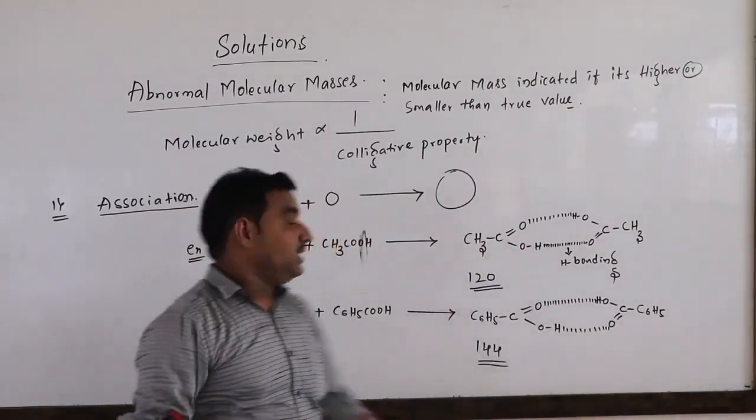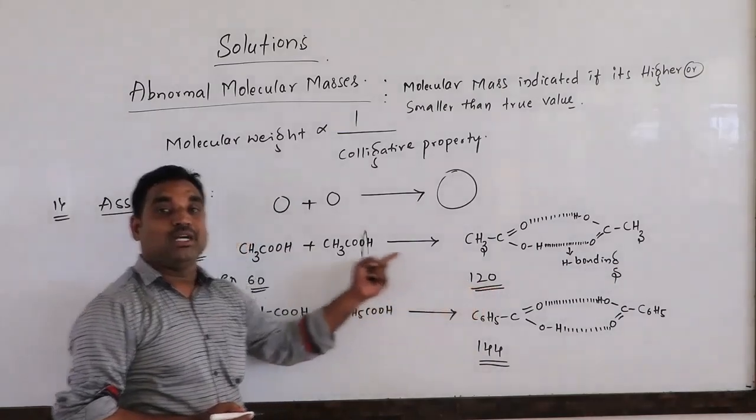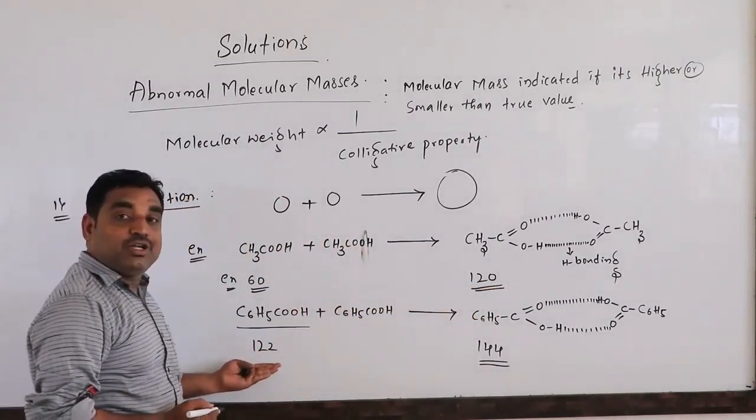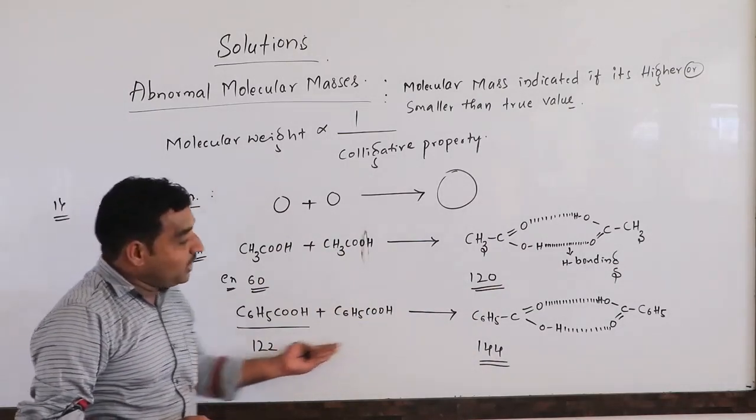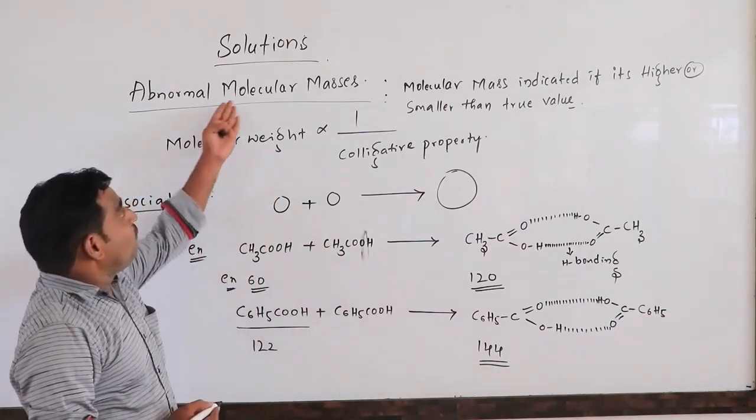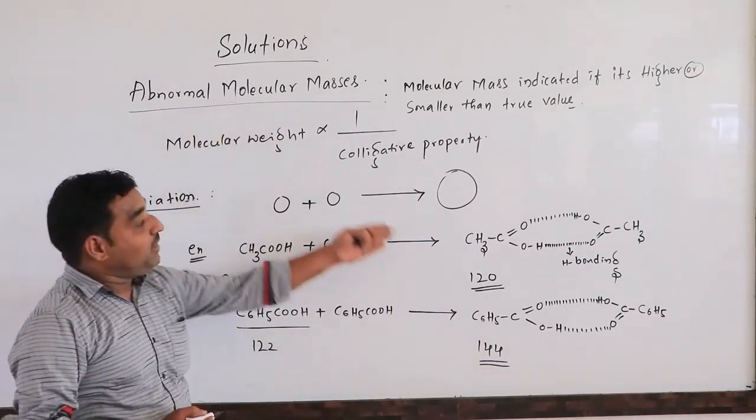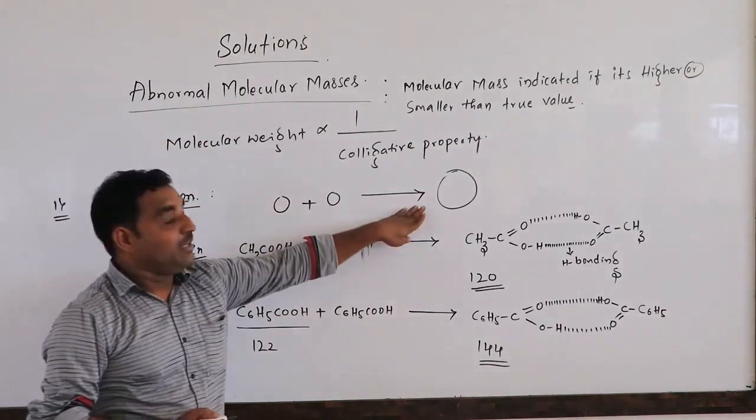So the true value here is 60. We are getting more than 60, that is 120. That is abnormal. Here the true value is 122, the molecular mass of benzoic acid. We are getting 244. So because of the association, the molecular mass will be more in such cases. Association, we have to remember this point here.